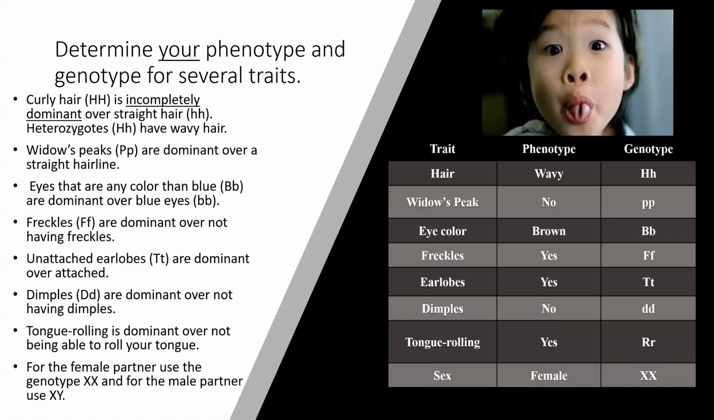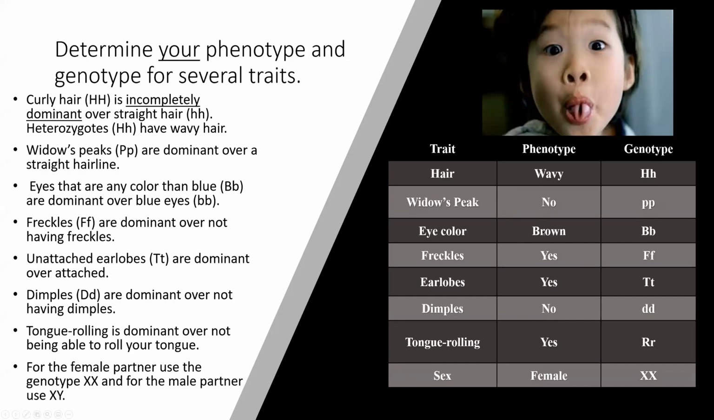So the first thing you have to do is determine your phenotype and genotype for several traits. So I filled this chart out according to my traits. For my hair, my phenotype is wavy. So that means I have a genotype of a capital H, lowercase h, because remember this is an example of incomplete dominance. So I do not have a widow's peak. Since the widow's peak is dominant, I know that I have two recessive alleles of lowercase p.